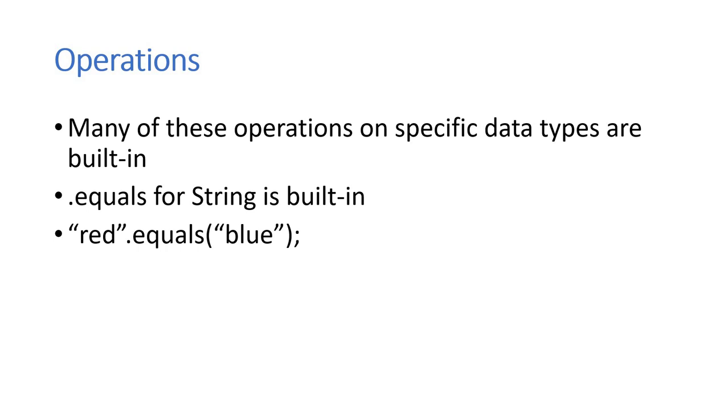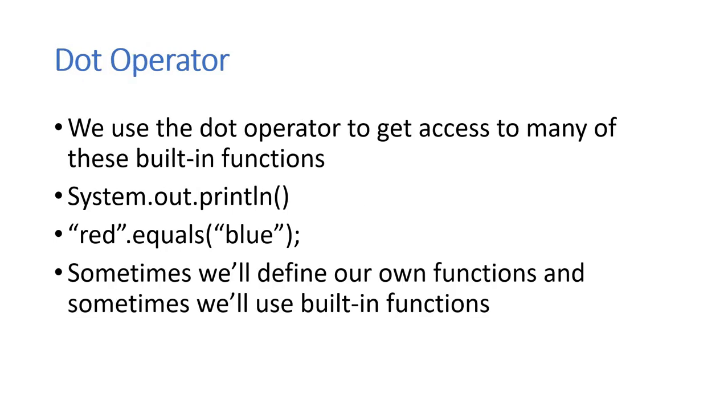The way we call a built-in function might seem a little bit different than a user-defined function, and that's because it is. We are using the dot operator to access many of these built-in functions. For System.out.println, we have to access out from System and then the println function from out. We will talk more about the dot operator in the next chapter. But the main takeaway here is sometimes we will define our custom functions and sometimes we will use built-in functions.